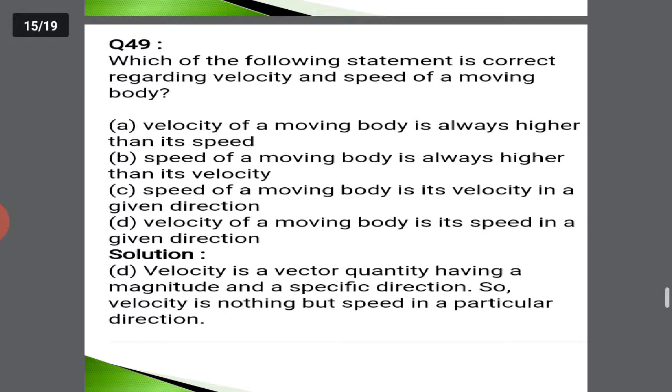Next question, which of the following statements is true regarding velocity and speed of a moving body? Velocity of a moving body is always higher than its speed. Wrong. Velocity cannot be more than speed, it can be equal. Speed of a moving body is always higher than velocity. Speed of a moving body is its velocity in a given direction. Velocity of a moving body is its speed in a given direction. That will be the right answer, option D.